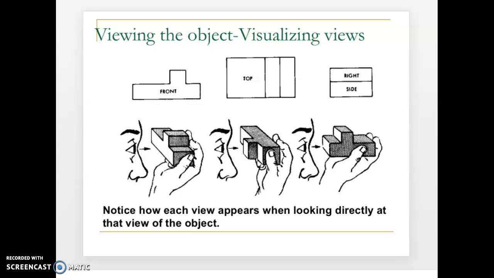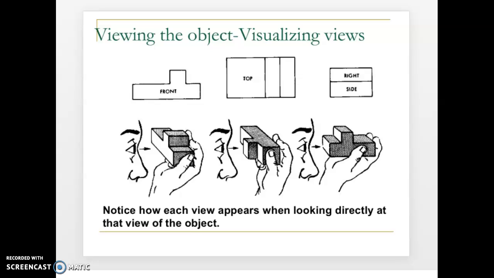So get that 3D image in your mind, focus just on the front view and draw it. Then move on to the top view. And then finally the right side. Now again, some multi-view drawings only need two views. The front is still the single most important view. So if we only need the front view, then we have one drawing.